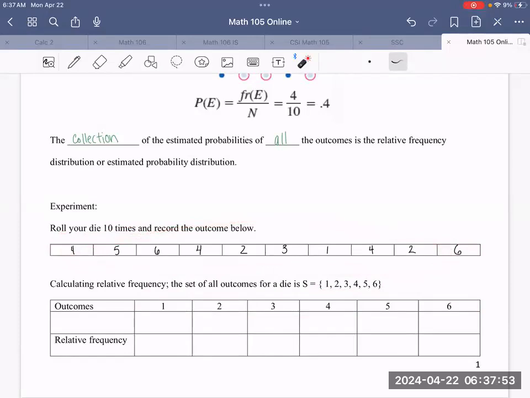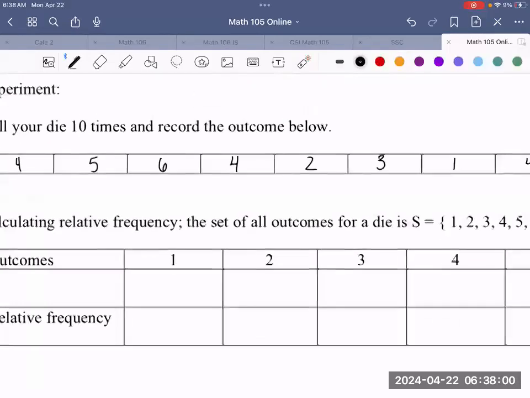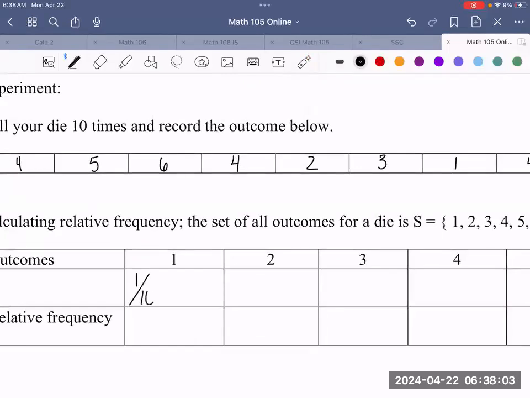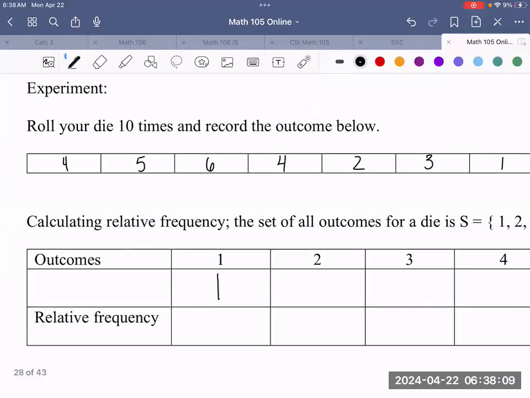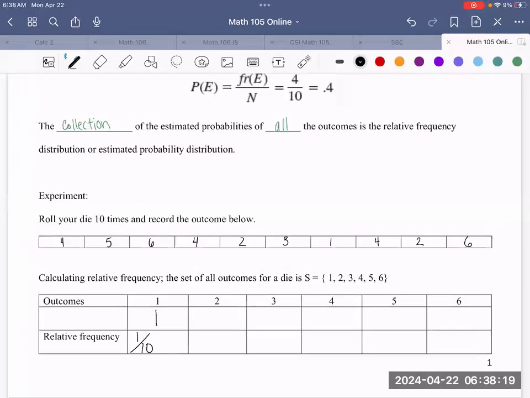In this case, my 1 came up 1 time out of how many times? So sorry, getting ahead of myself. 1 time, so the relative frequency is 1 time out of the 10 total dice rolls. We're going to do it again with 2. I have 1, 2 here, so 2 out of 10.